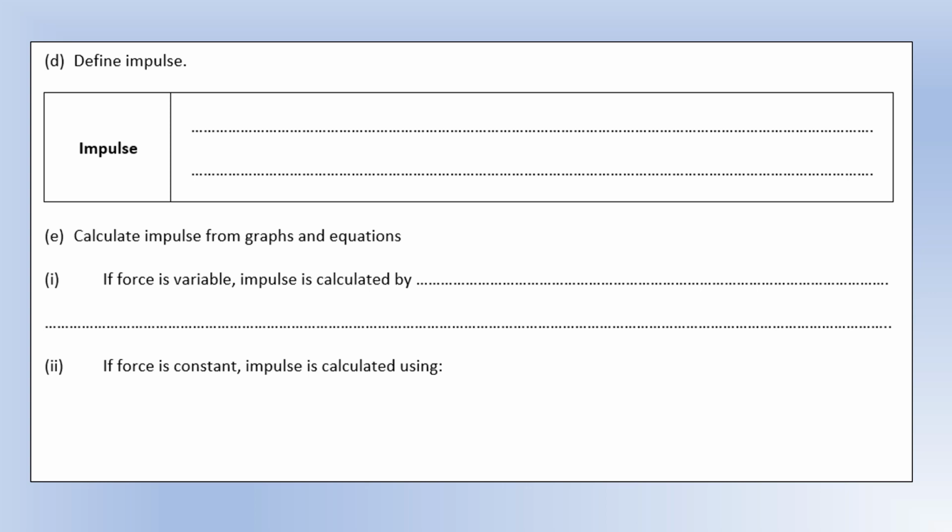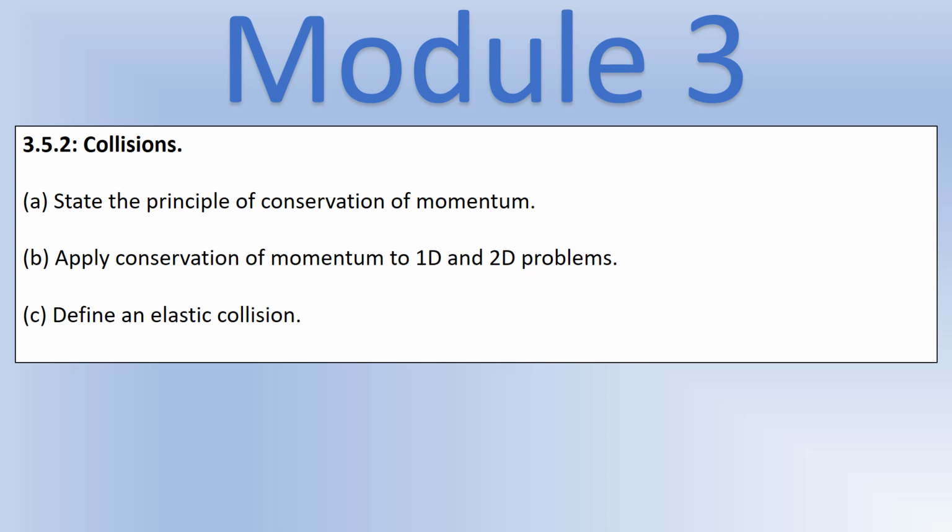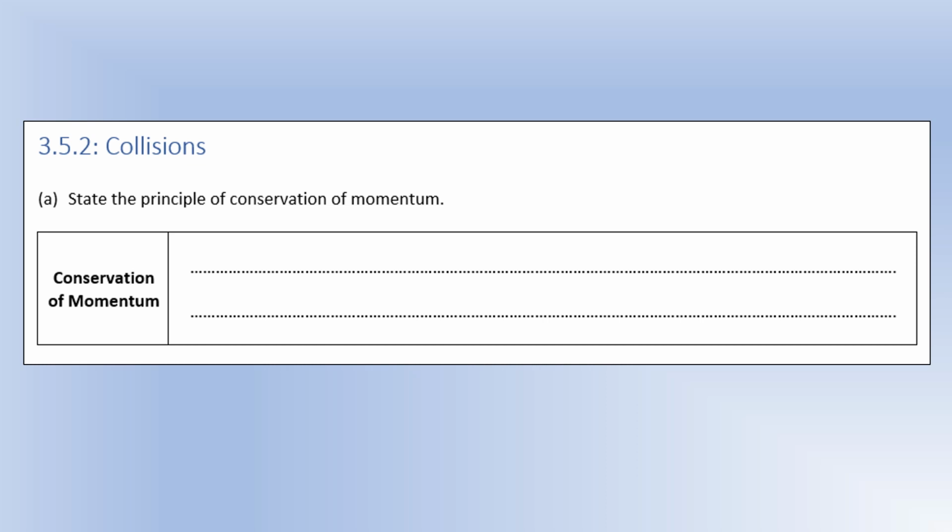Next, looking at impulses. An impulse is the change in momentum of an object, and we can calculate it. If force is not constant, if it's variable, we have the area under a force-time graph. That works. If force is constant, impulse is calculated by doing the force times the time it was applied for. So finishing off looking at collisions. Again, work your way through the section and then we'll take a look.